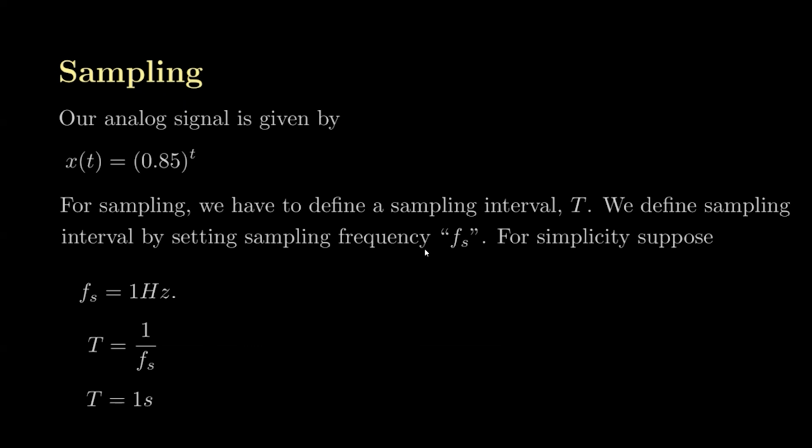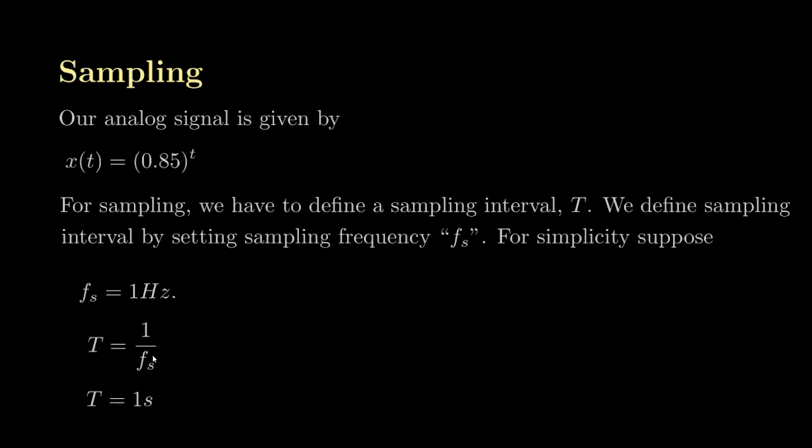Suppose we have an analog signal defined as 0.85 raised to the power of t. This number is less than 1, and since its exponent is positive, the signal decreases as time increases. When time is 0, any number raised to the power of 0 is 1, so the signal has its maximum value at time equals 0. As time increases, the amplitude or magnitude of the signal decreases because the base is less than 1. So this signal starts from 1 and decays gradually.